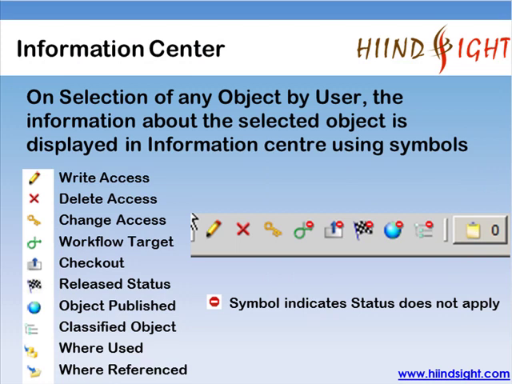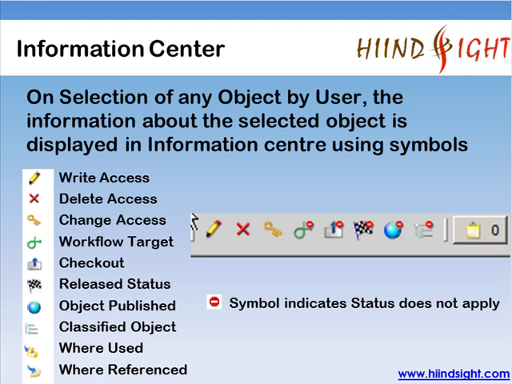To end this session, we'll focus on one more important section called Information Center. This is displayed at the bottom right corner of the Teamcenter application, next to the clipboard. For each object selected in the user interface, the Information Center provides additional information using symbols. Does the user have write access, delete access, or change access to the selected object? Is the selected object a target object in any workflow? Is the object checked out? Is it in a released state or not?